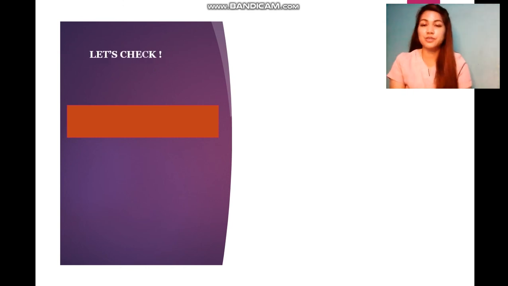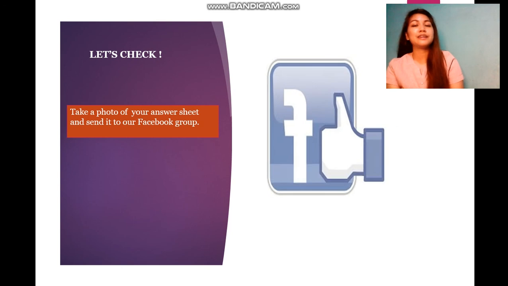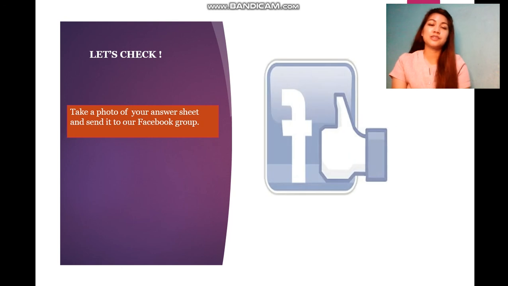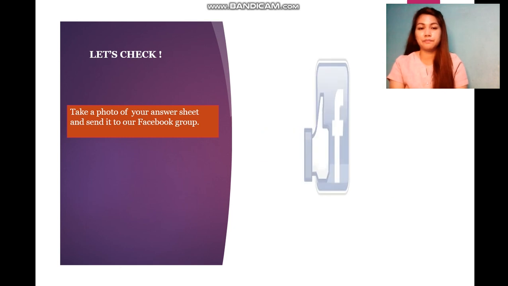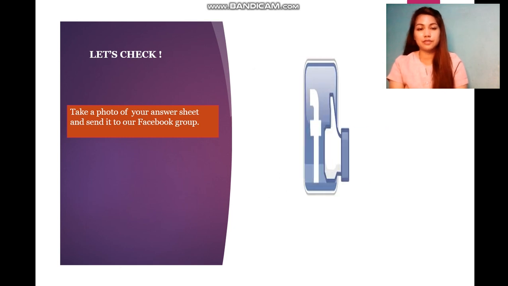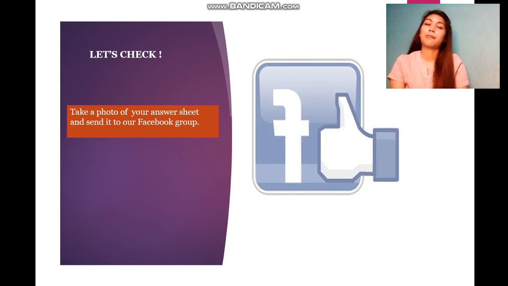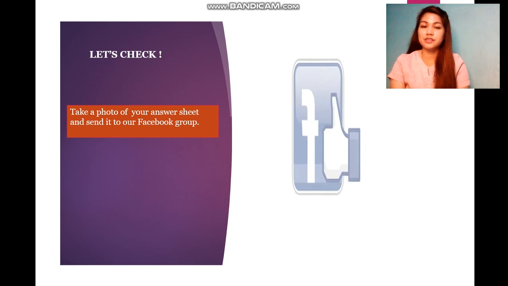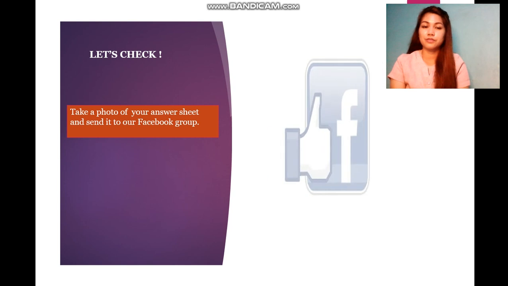Now, let us check your answers, but before that, again, you need to take a photo of your answer sheet and send it to our Facebook group. Okay, you are given a minute again to send your answer sheet. Once the icon stops moving, that means you need to stop also sending the photo of your answer sheet. I'll be waiting. I am so excited to see your scores. Alright. You still have time to send the photo of your answer sheet. I think 1 minute is enough.